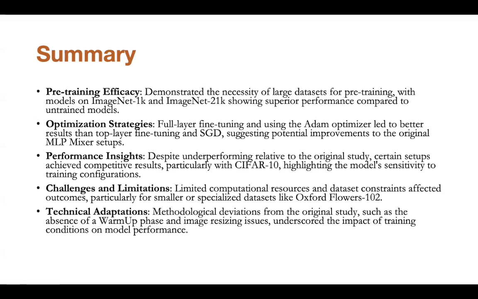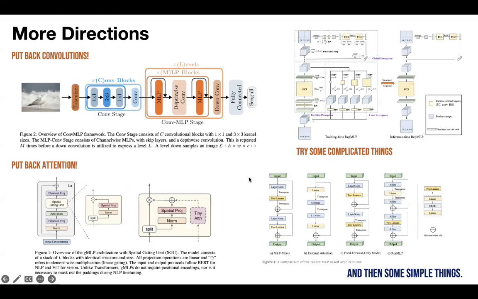For example, JFT 300M, I actually have. And then optimization strategies and hyperparameter tuning don't actually affect the MLP mixer too much. There were some smaller insights about each of the datasets individually, which I go into detail in the paper that I wrote. Some directions are putting back convolutions here, or putting back attention, or trying some complicated things, or just coming back to MLPs and trying some simple things.